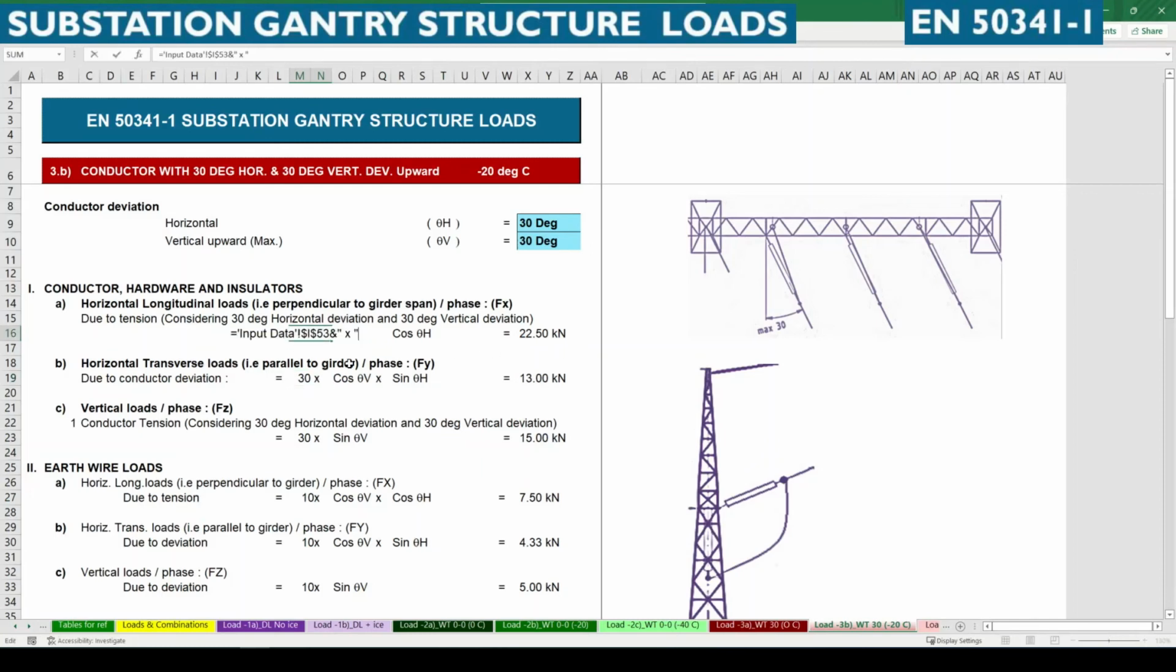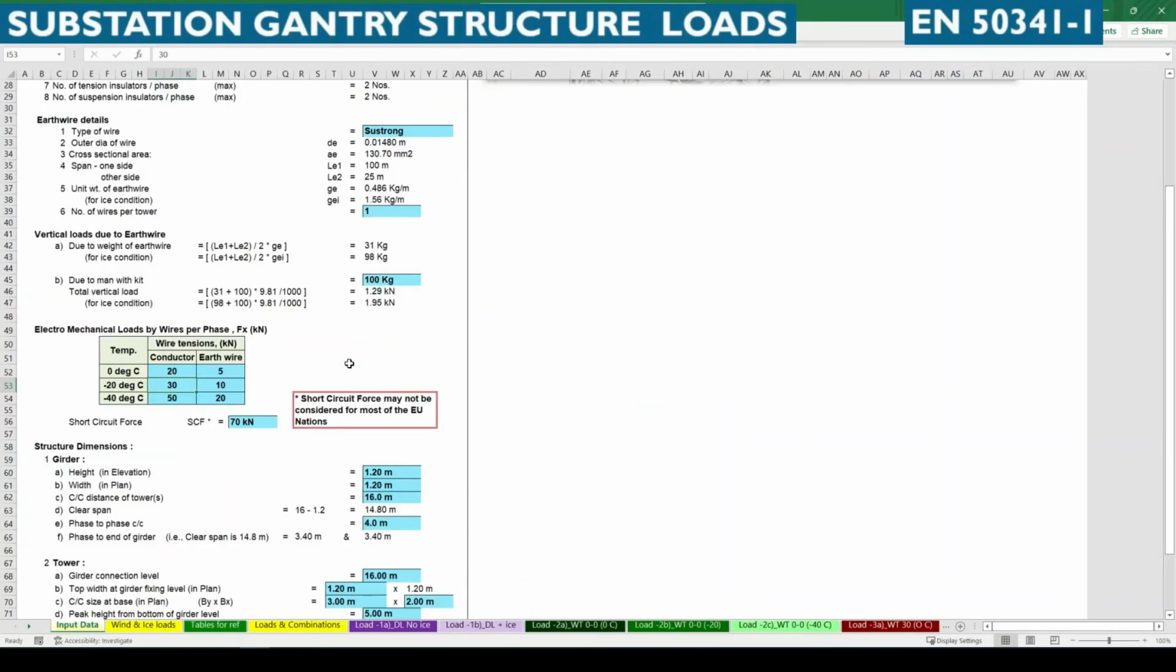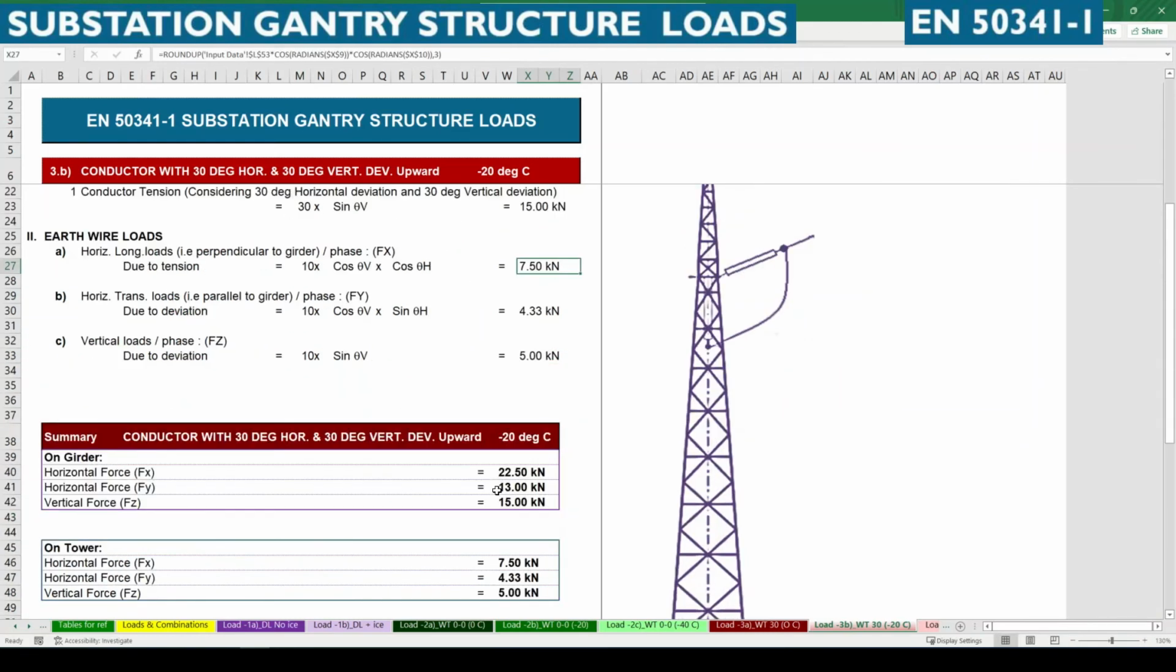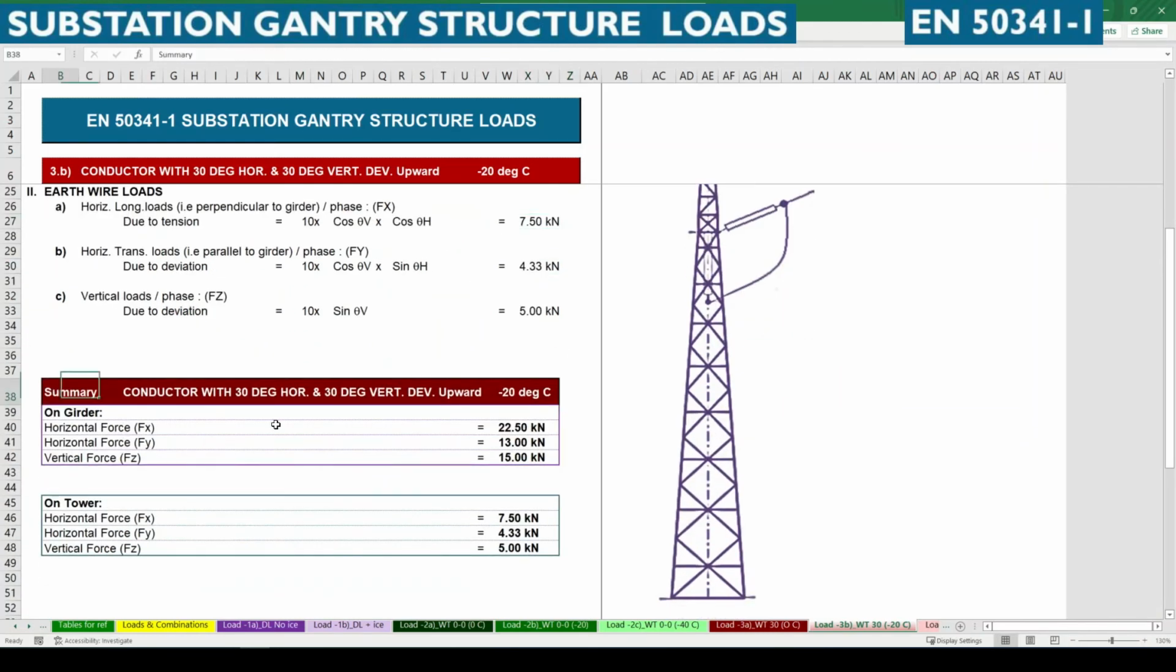For minus 20 degrees, it is 30 kilonewton, the electromechanical input we have for the conductor, and for the earthwire it is 10 kilonewton. Multiplying with the cos theta and sin theta values, we get this summary for the conductor with 30 degree vertical and horizontal deviation at minus 20 degrees Celsius.